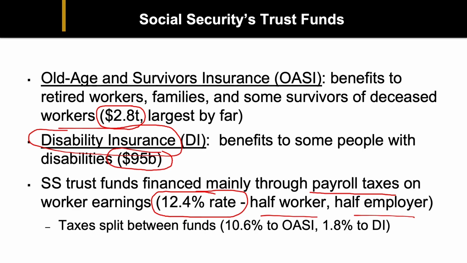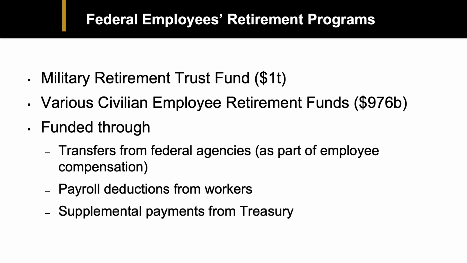And once the money's collected, most of it, 10.6% of the 12.4%, goes to the Old Age and Survivors Insurance. The remaining 1.8% goes to disability. Although Congress has seen fit to move money around between those two trust funds, so to some degree that distinction doesn't really make a difference.